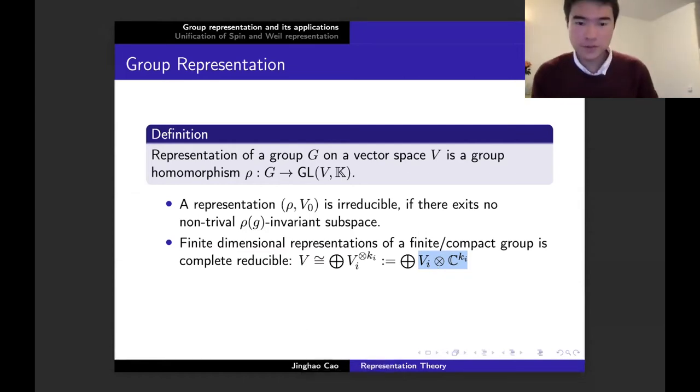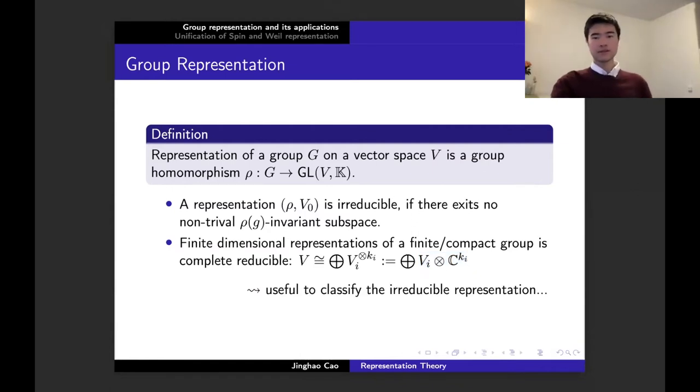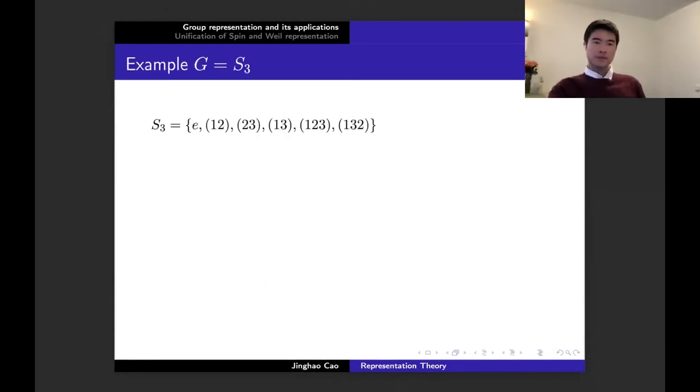So with this formula and the definition of irreducibility, it's natural to think, how can we classify all irreducible representations? Because as long as we have that, we have everything, right? We can take any representation, and it's always the sum of irreducible representations we have already classified. So first of all, I would like to show you a rather simple example about the symmetric group S3. It consists of six elements.